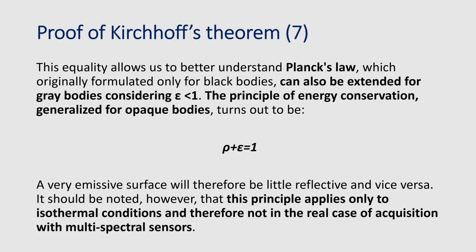So if a surface emits energy, that means it will reflect a poor quantity of energy, and vice versa. It should be noted, however, and this is very important, that this is of course completely true from the theoretical point of view, but this principle applies only to isothermal conditions, as we mentioned before, and therefore not in the real case of acquisition with a multispectral sensor.